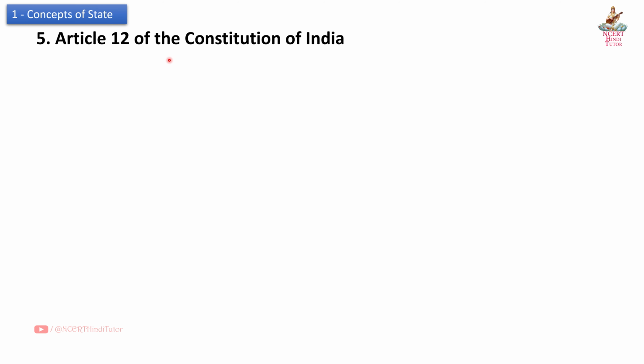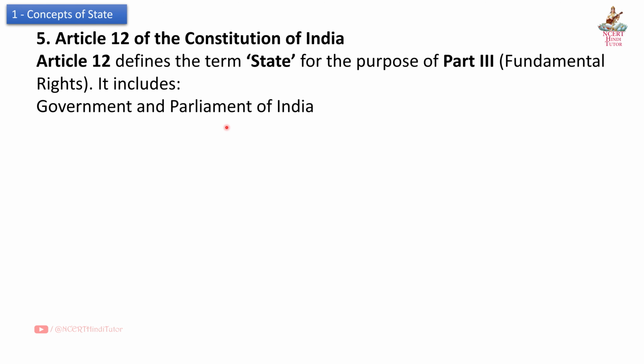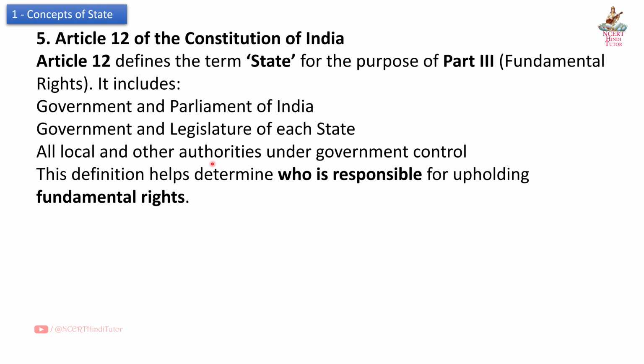Fifth, Article 12 of the Constitution of India. Article 12 defines the term state for the purpose of Part 3, Fundamental Rights. It includes the Government and Parliament of India, the Government and Legislature of each state, and all local and other authorities under government control. This definition helps determine who is responsible for upholding fundamental rights.